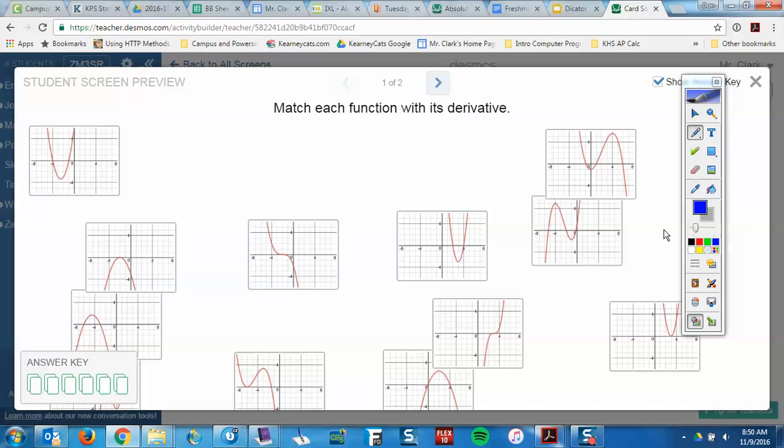Yeah, 12.6, so all the parabolas are F prime. And they all match with one of the other graphs that's the F. So drag them on top of each other, the ones that go together. Okay, and I'll tell you how you're getting it.